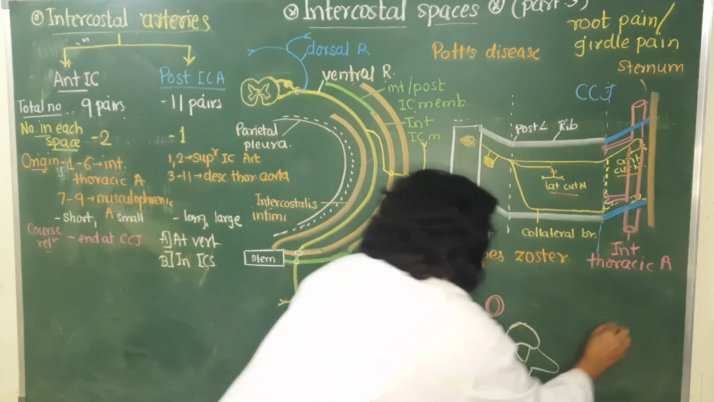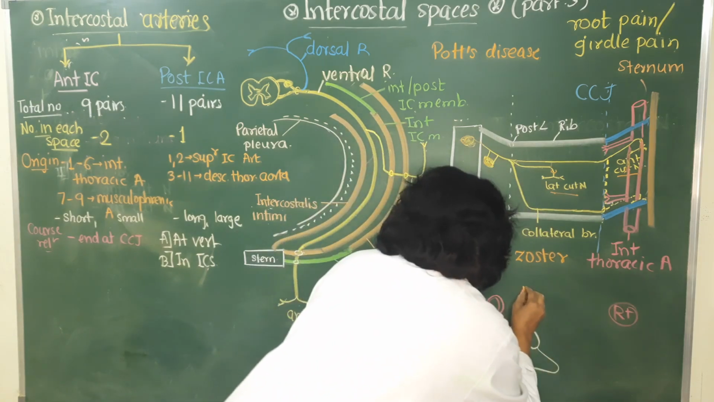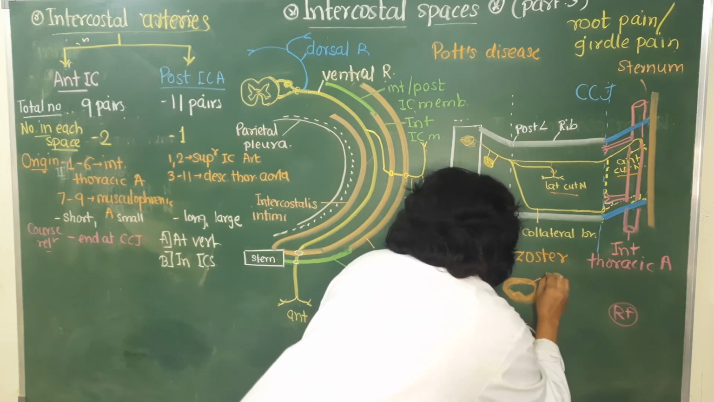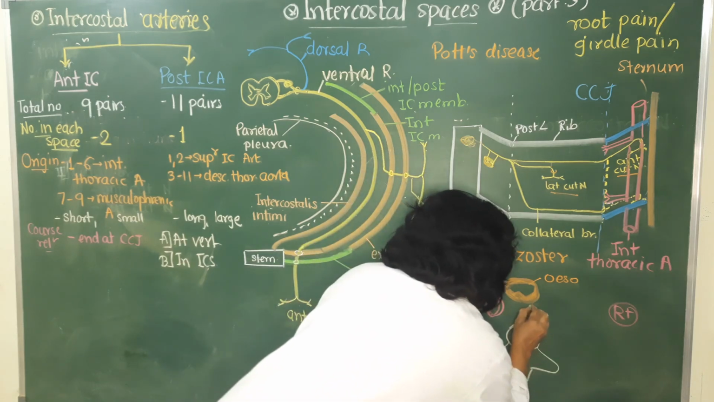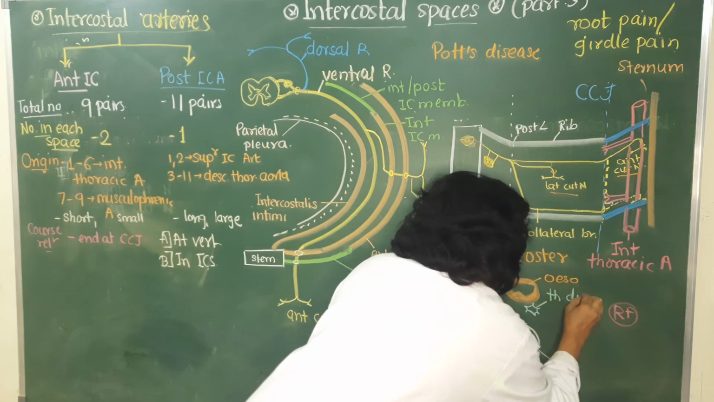Suppose this is the left side and this is the right side. Here you get the esophagus. Here will be the esophagus tube. So this is the esophagus, and just behind that you will get the thoracic duct. So we will draw this is the thoracic duct.